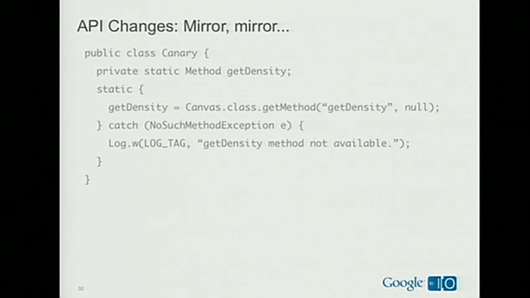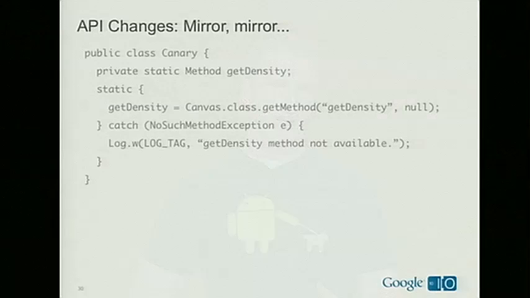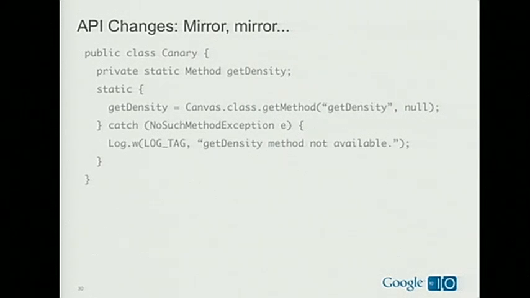So my getDensity member is going to be assigned the getDensity method of the canvas class if it's available. And incidentally, this method is only available on Android 1.6 and above, because before that, there was only one density in the world, medium density, on the G1. But if not, the class loading system is going to throw an error, which, again, I'll log and implicitly detect by leaving getDensity null.